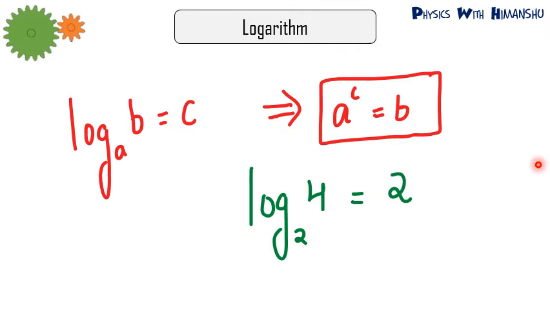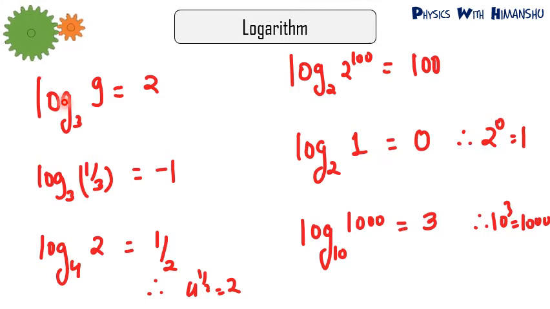So from this you can learn the meaning of logarithm. Now I'll discuss some more examples to make it clear. If we have log base 3 of 9, then 3 raised to power 2 is 9, so log base 3 of 9 equals 2. Suppose I ask the value of log base 3 of 1/3. 3 raised to power minus 1 is 1/3, so the answer is minus 1. Suppose we have log base 4 of 2. What is the power of 4 so that the answer becomes 2? 4 raised to power half is 2, so the answer is half.